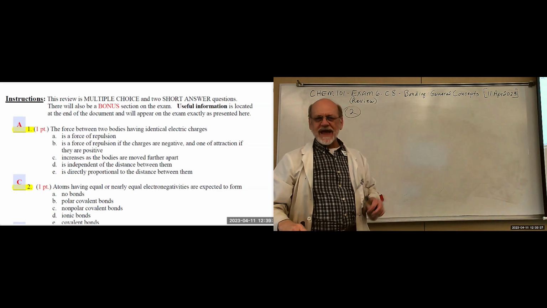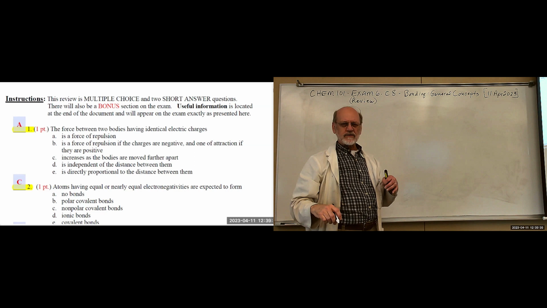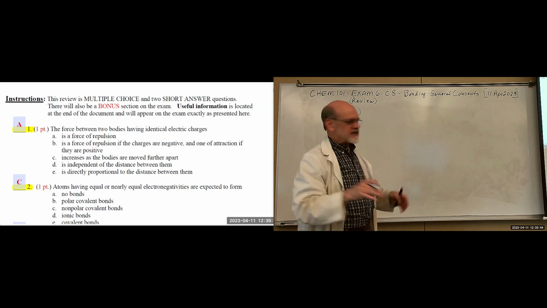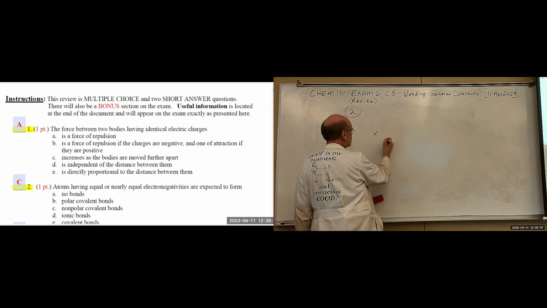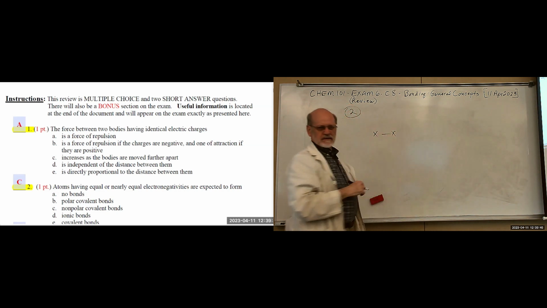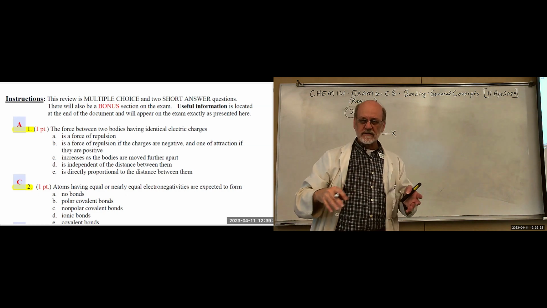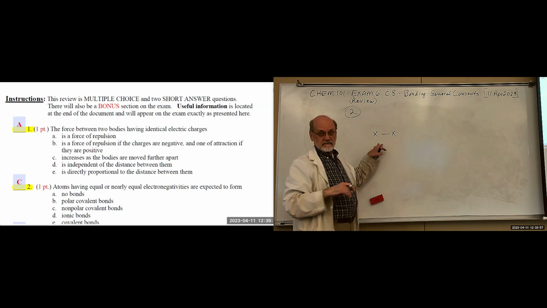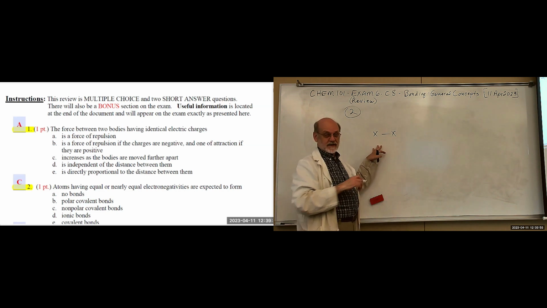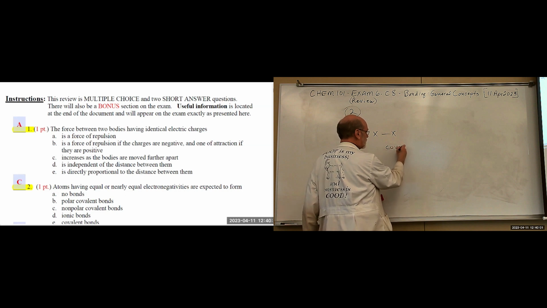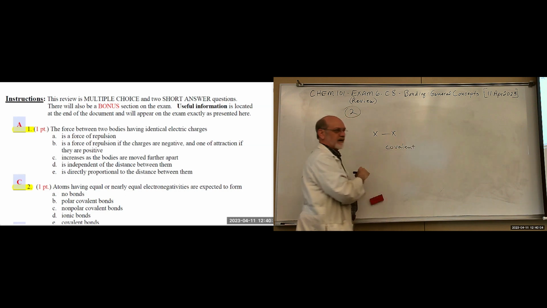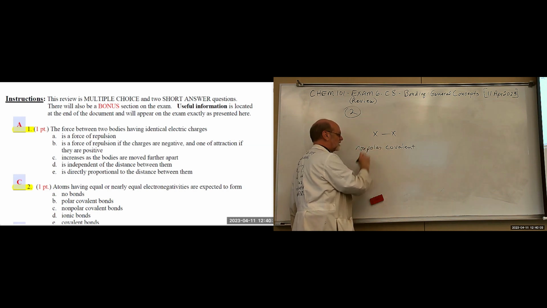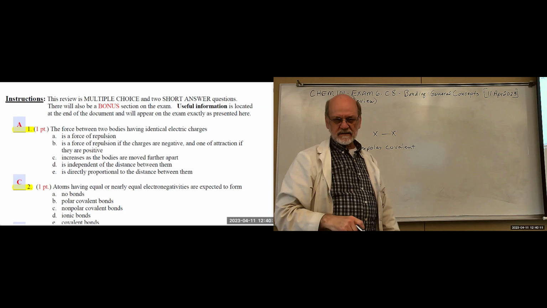Number 2, atoms having equal or nearly equal electronegativities are expected to form a certain type of bond. So if we've got exactly the same element bonded to another element, or they're very close together, they're not going to form ionic bonds. It's going to be a covalent bond, but a certain type of covalent bond. Polar. And that would be C.